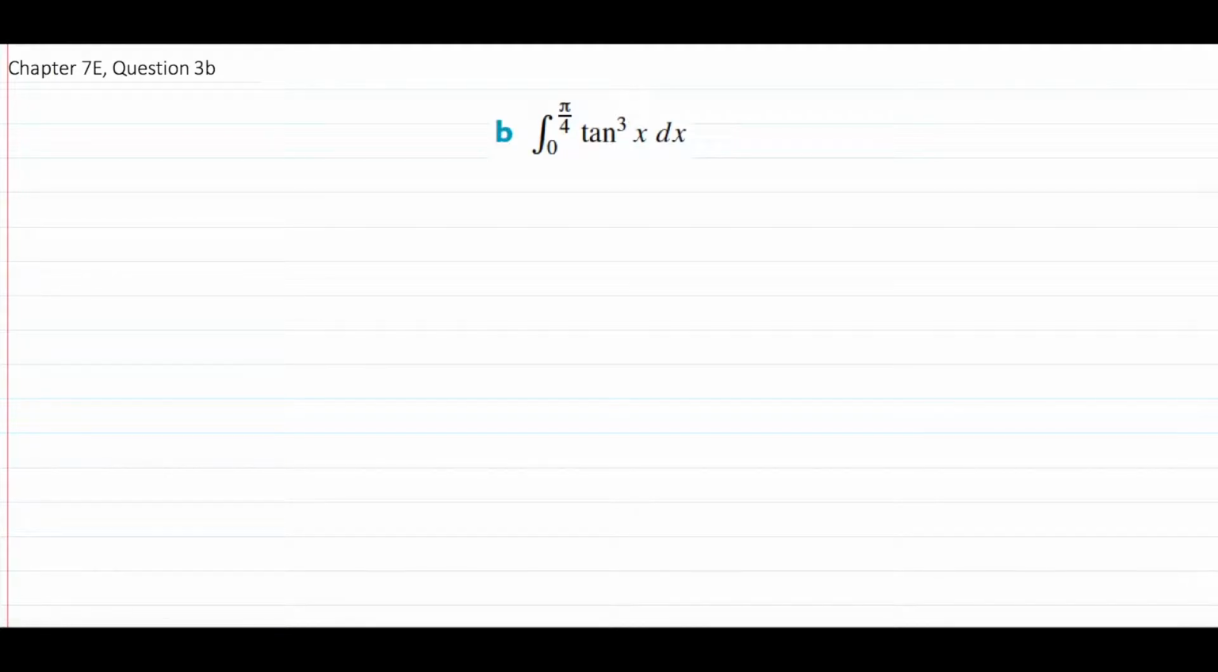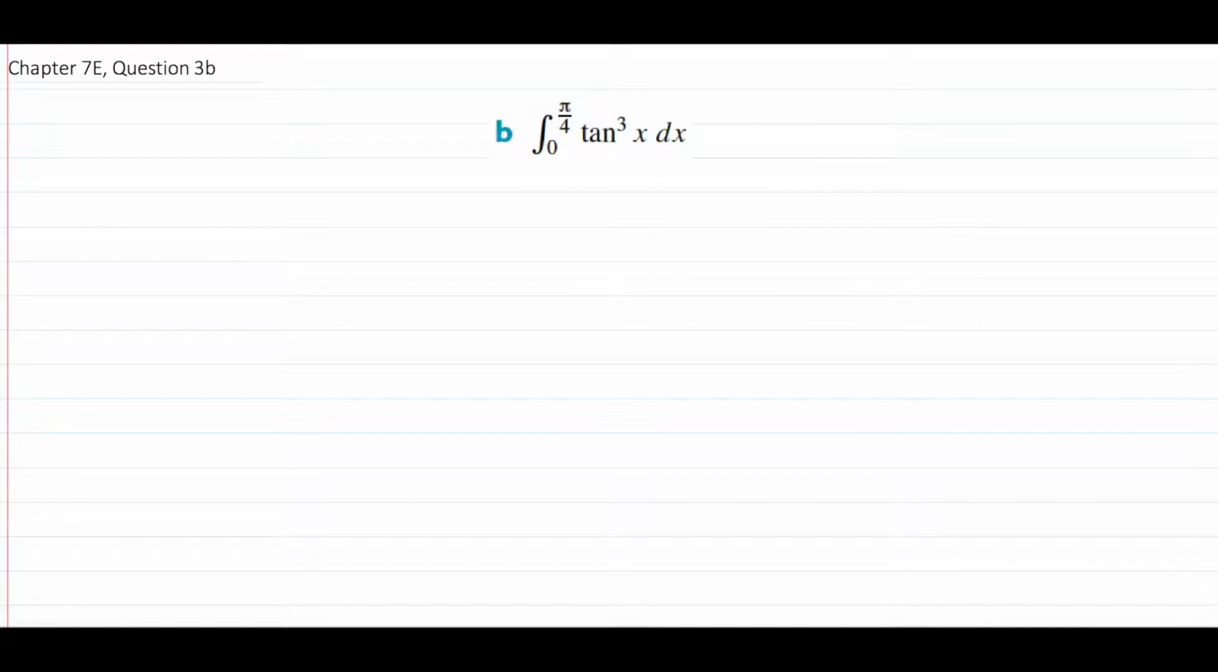Today we are doing Chapter 70, Question 3b. This is a continuation from a different tutorial video, but that one was a bit too long, so I've decided to shift this over to a new video. Okay, so we are going to be anti-deriving tan cube of x, but this is a definite integral, so we'll be subbing in some numbers as well. So your answer should be a value, or a number, okay?